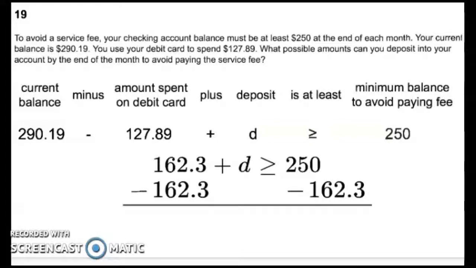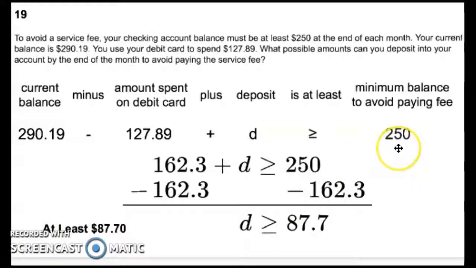Subtract 162.03 from both sides, and I'll get D is greater than or equal to $87.70. So that means I have to deposit at least $87.70 to have a minimum balance of $250. So my answer is going to be at least $87.70.